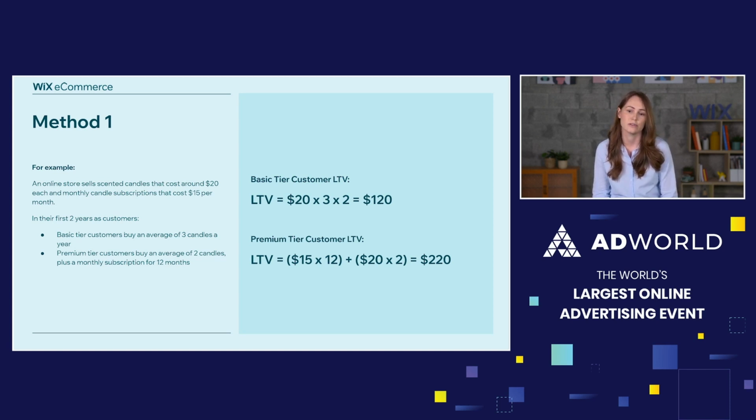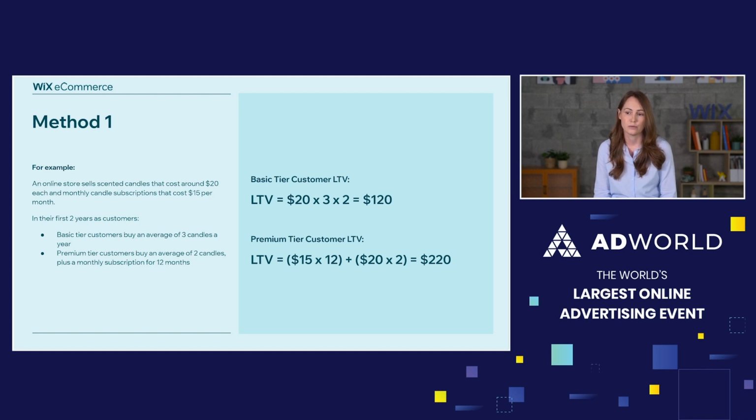And in those 2 years, basic tier customers buy an average of 3 candles a year, and premium tier customers buy an average of 2 candles plus a monthly subscription for 12 months. So in this case, we would calculate lifetime value for each of those customer segments individually. Our basic tier is pretty straightforward.